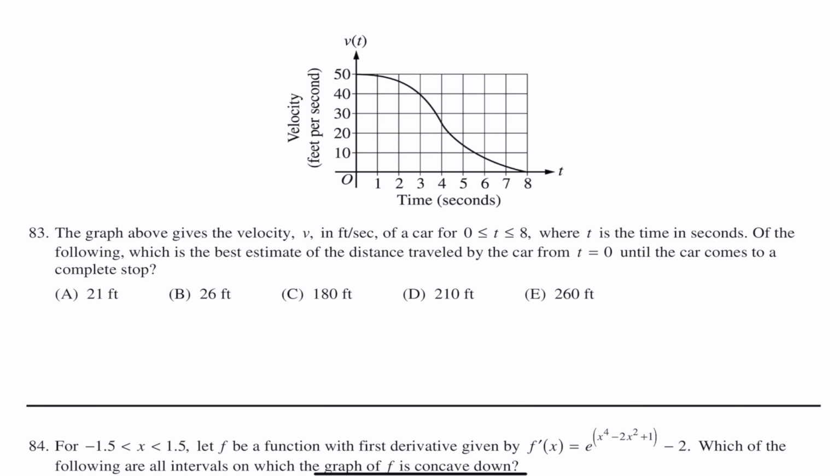Number 83, the graph above gives the velocity v in feet per second of a car for t's in between 0 to 8, where t is the time in seconds. Of the following, which is the best estimate for the distance traveled by the car from t is equal to 0 until the car comes to a complete stop, aka right around t is equal to 8.